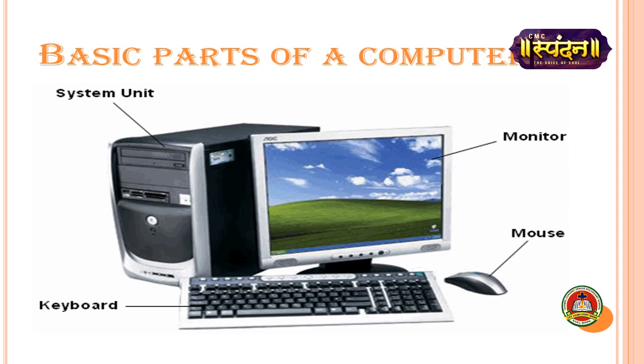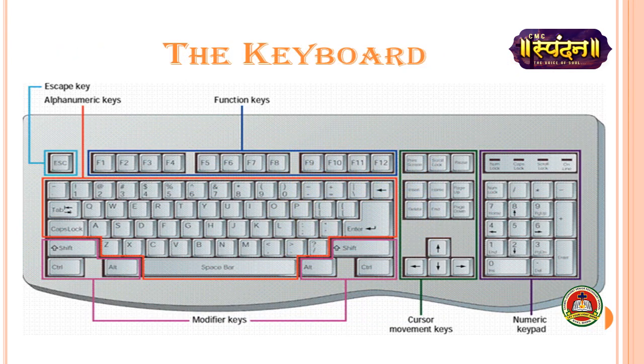So first we'll go through the keyboard. This is the picture of a keyboard. You all are seeing that there are so many small buttons on the keyboard. These small buttons we call keys. You all are seeing that the keyboard is made up of many small buttons of different types. This keyboard is divided into different parts. All the keys have different kinds of functions. You all are seeing that we have alphabet keys, number keys, function keys, numeric keypad, cursor movement keys, and the escape key. All the keys have different types of functions.